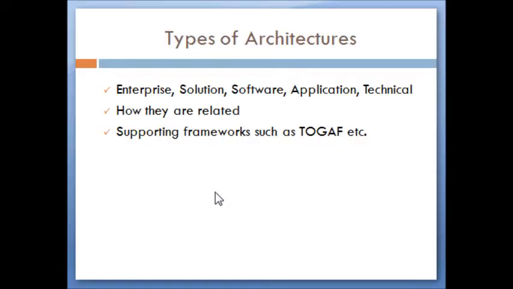Let's get started with our first topic, the types of architectures. Nowadays, you hear various types of architectures such as enterprise architecture, solution architecture, application, technical, software. You don't know when do you do what architecture and how these architectures are related to each other. This workshop comprehensively introduces each of these architectures and also discusses the supporting frameworks as well, so that you have a clear understanding of what kind of architecture you are working on at any given point in time.